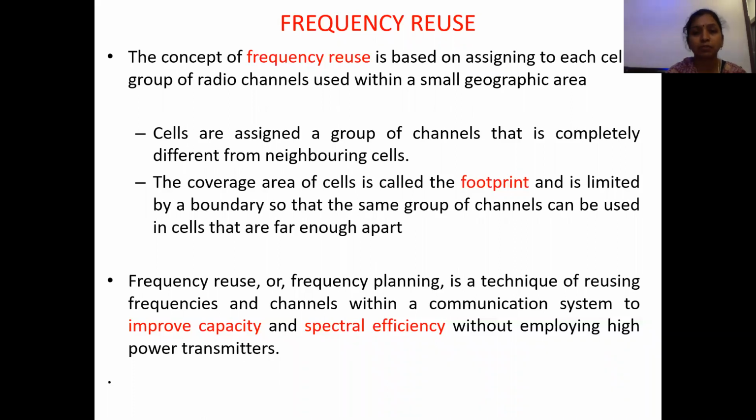In the case of conventional mobile telephone systems, they used to have high power transmitters and cover a large geographical area, but that is a disadvantage. So in the concept of cellular, we are using the frequency reuse concept, in which we assign to each cell a group of radio channels within a small geographic area with small antennas, and then we can reuse the same frequencies by maintaining a certain distance. There is a formula you will see in the next slides.